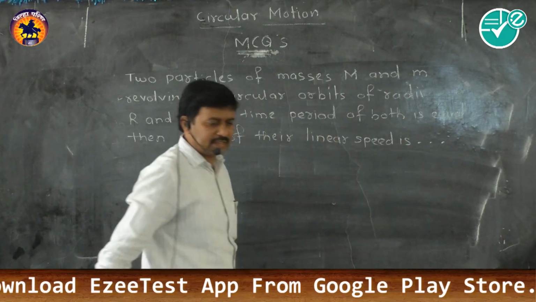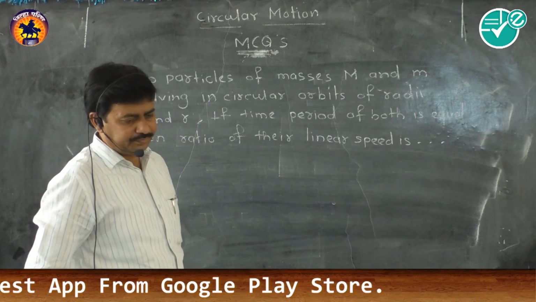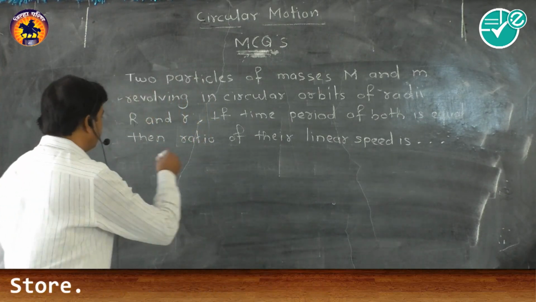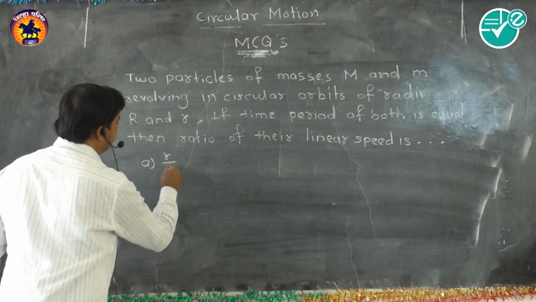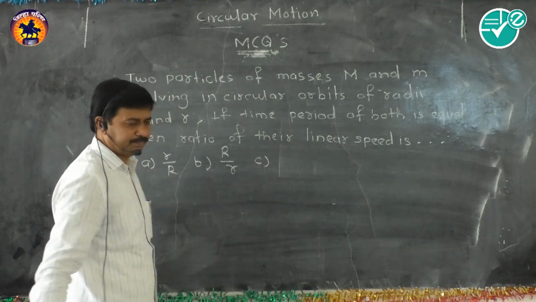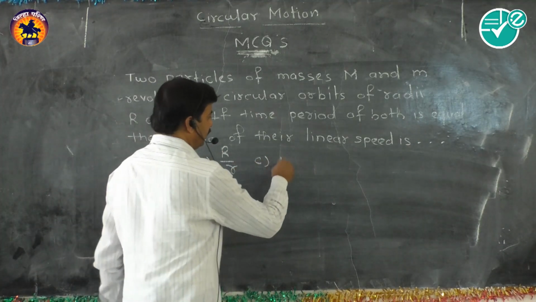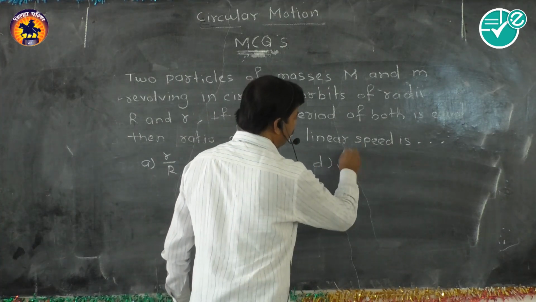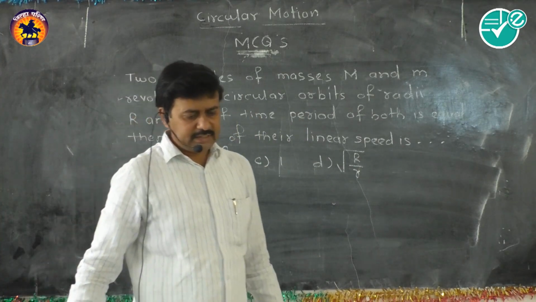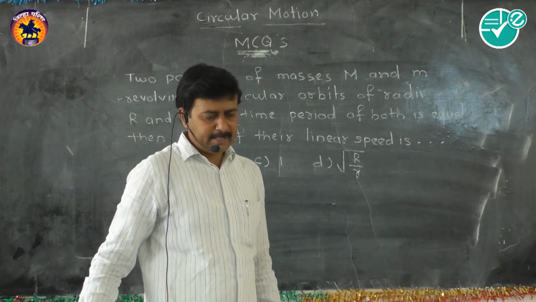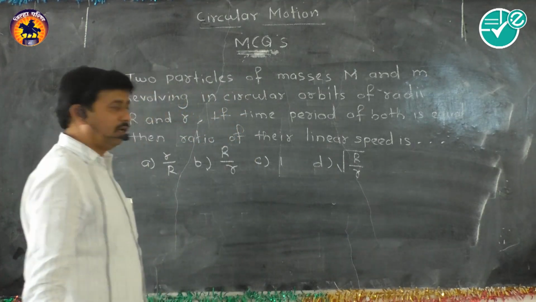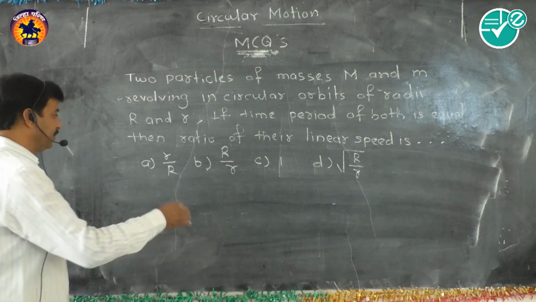And the options are: option A, small r upon capital R; option B, capital R upon small r; option C, 1; and D, square root of capital R upon small r. So these are the options here, and again the similar trick has to be used for solving this one.